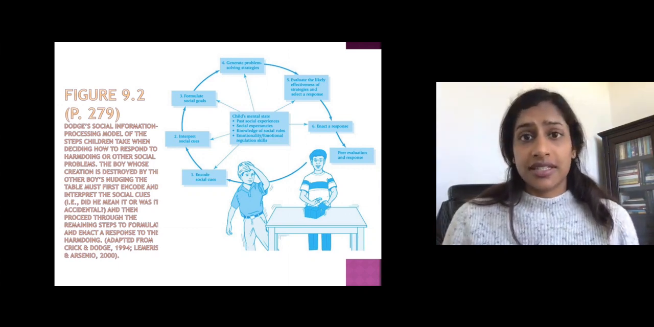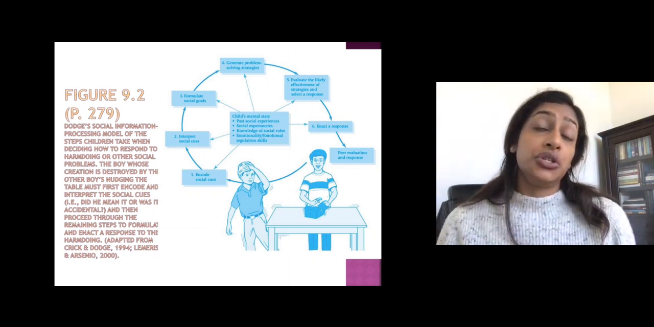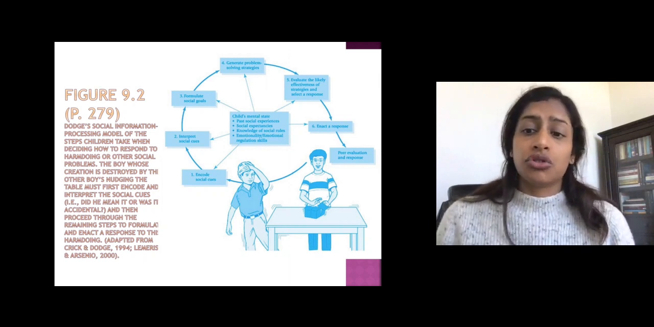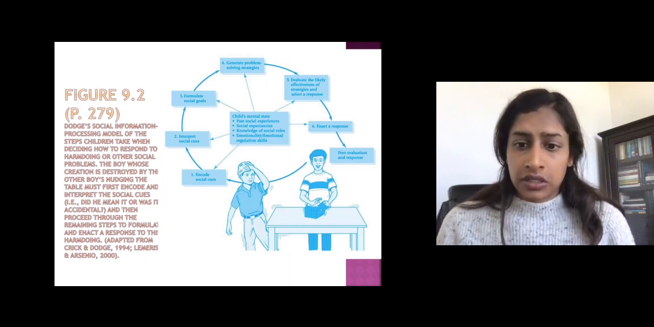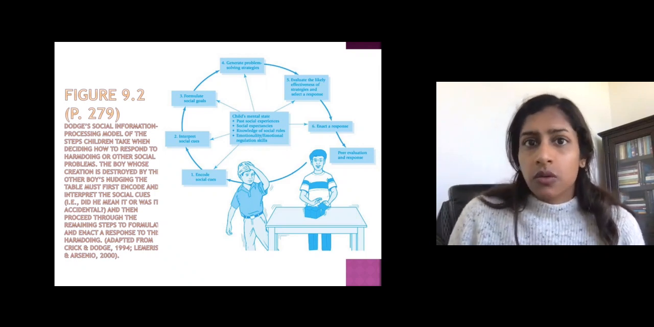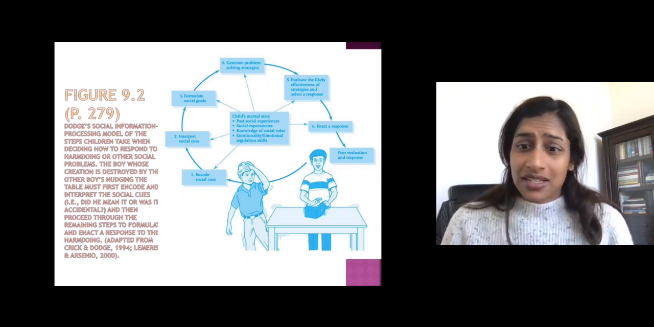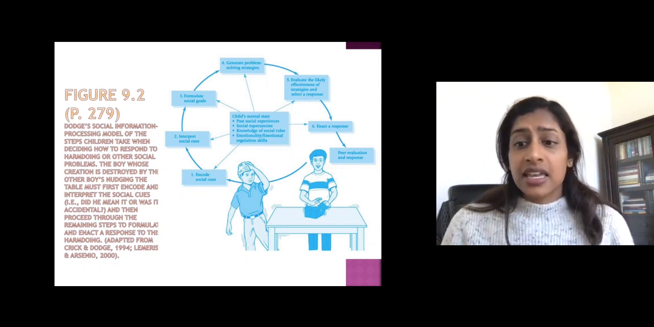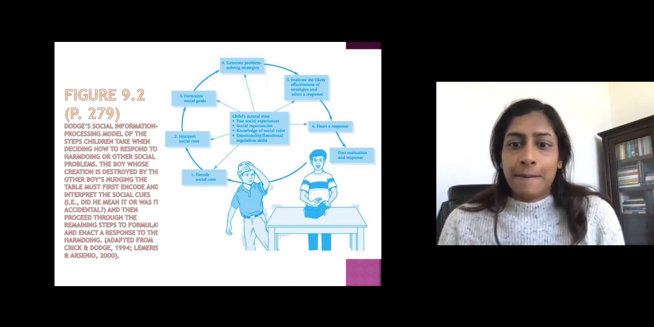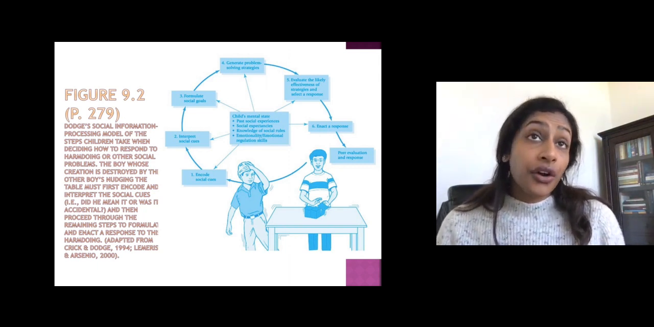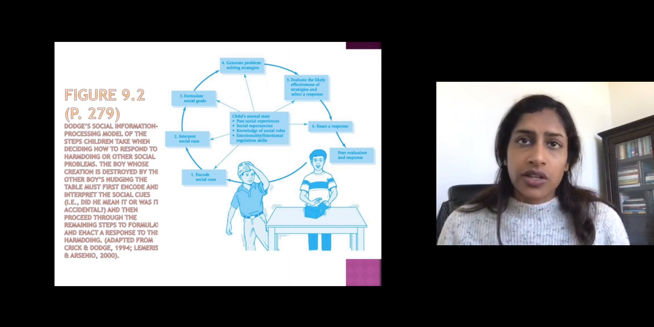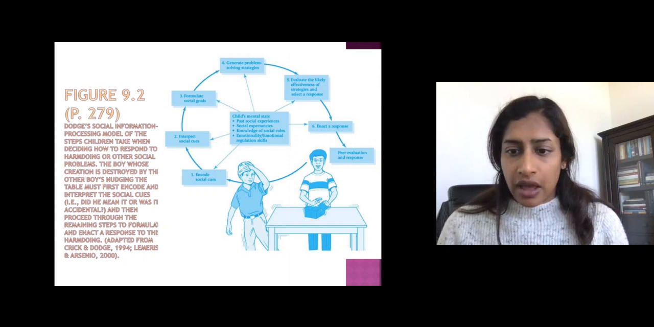Dodge says we would have to do a couple of things. Number one, we have to encode the social cues. What was the person's tone? How did they say it? "Oops" or "Oops," right? Does that make a difference? The second is interpret those social cues. So what does that "oops" actually mean? Third, we would need to formulate some sort of social goal. What is it that we're hoping to do or get out of it?